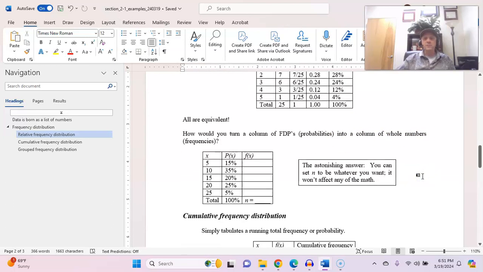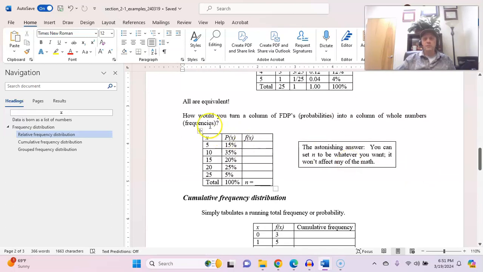So that raises an interesting point. Let's say that I gave you a table that started with fractions, decimals, or percents. And then I asked you, how would you turn a column of probabilities into a column of whole number frequencies?